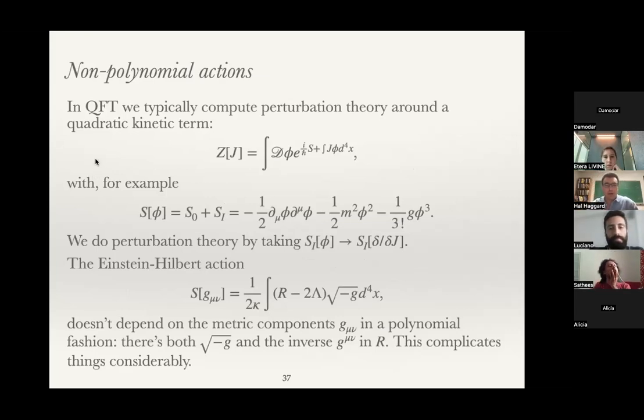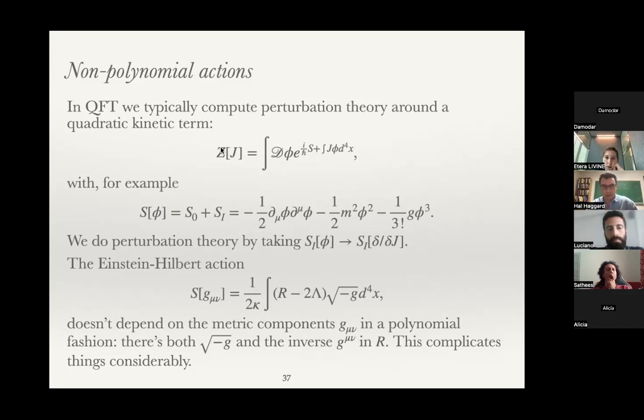In quantum field theory, we typically would compute something in perturbation theory. And the way we do that is we expand around a quadratic kinetic term. The quadratic piece is important because we want to be able to do a Gaussian integral. Even in a field theoretic integral, it's Gaussian integrals that we can do well.